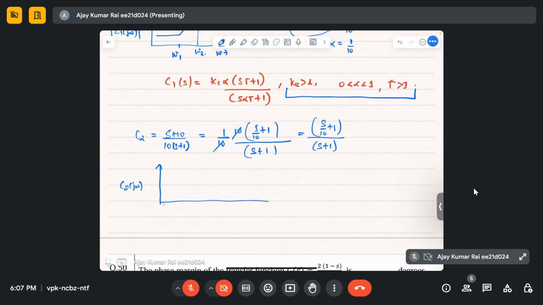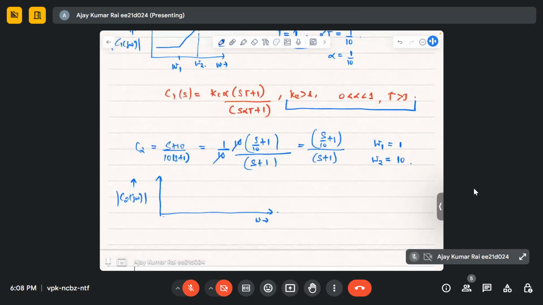So let's first draw the Bode plot for C2. This magnitude is in dB with respect to omega. The corner frequencies are omega 1 and omega 2. Can you tell me what the corner frequencies are? 10 and 1, right? So omega 1 is 1 radian per second, and omega 2 is equal to 10 radian per second.